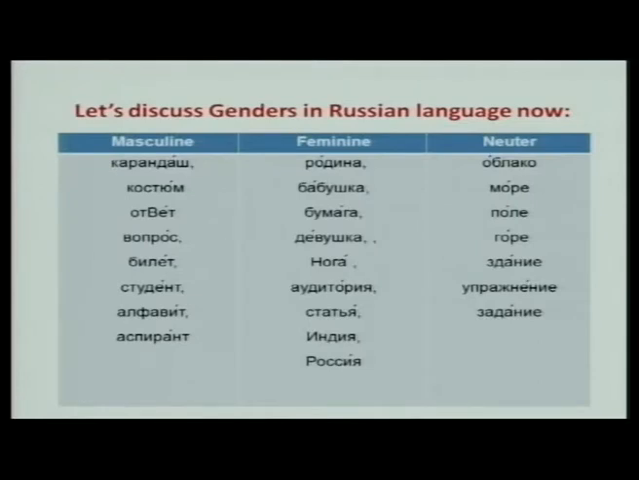I will give you an example. Let us take three words from masculine, feminine and neuter gender. Билет, which means a ticket. Это мой билет. Simple sentence. Это ваш билет? It is an interrogative sentence. Да, это мой билет. It is an affirmative sentence. And нет, это не мой билет. It is a negative sentence.